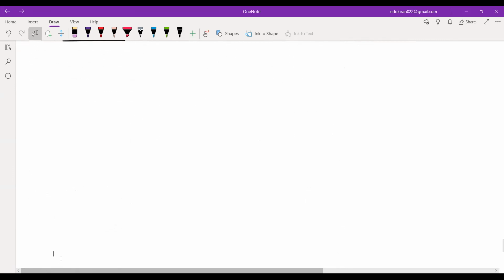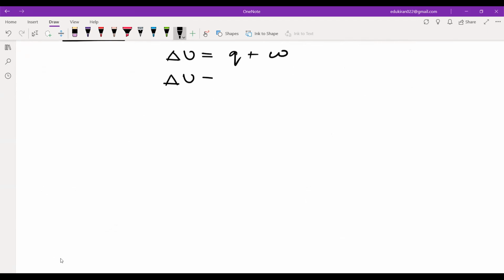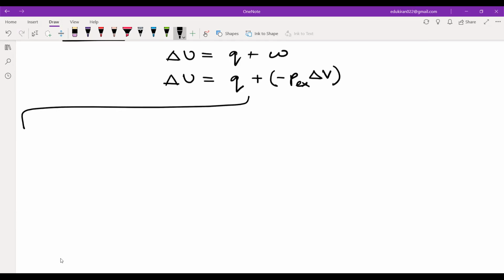So what we have learned till now is that delta U is equal to Q plus W. And we have also read one more formula, that delta U is equal to Q plus W, where W is equal to minus P external times delta V. Now we have learned that there can be some processes that we can make use of, and then we can generalize these parts.